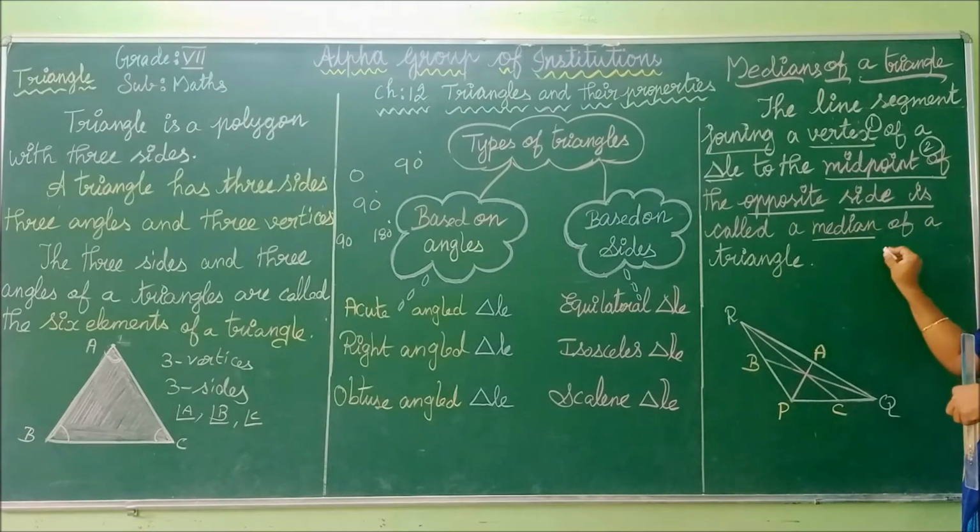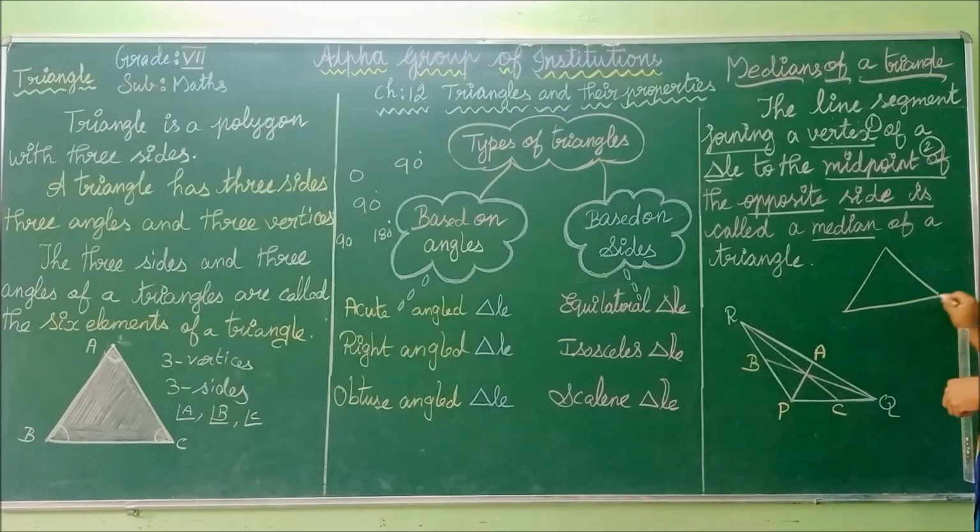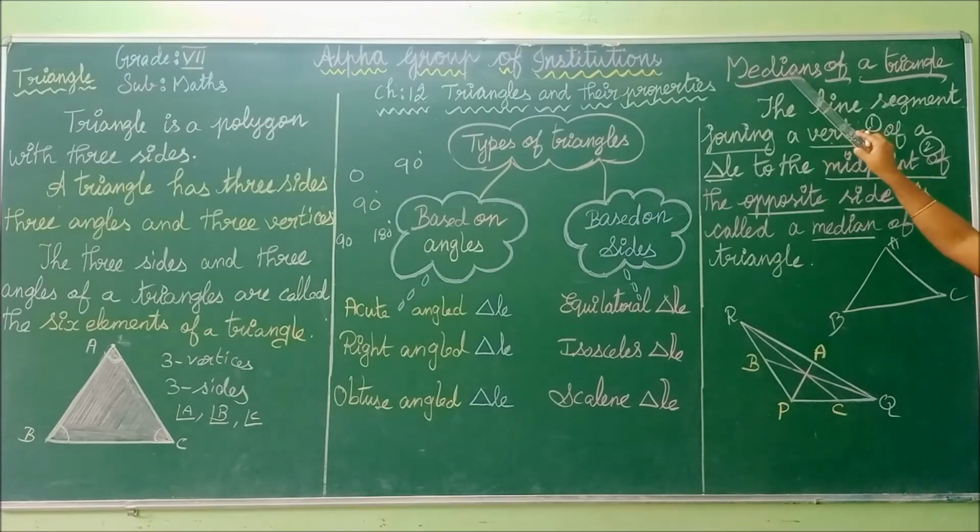You can easily understand. See this diagram, children. I am taking this triangle as ABC. According to the definition of median, median is a line segment. What is my line segment? It has two endpoints. It joins a vertex. Now I am choosing a vertex A. This line segment starts from the vertex A and joins the midpoint of the opposite side. Which is the opposite side of the vertex A? BC. So we have to find out the midpoint.